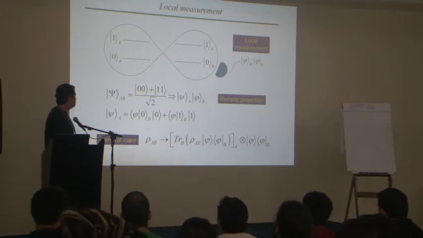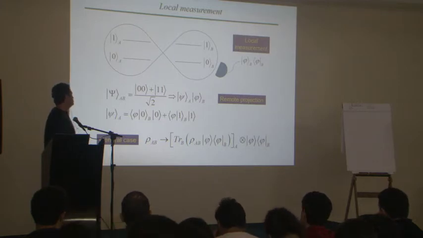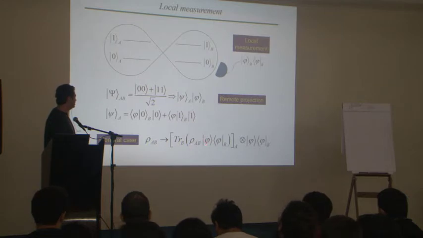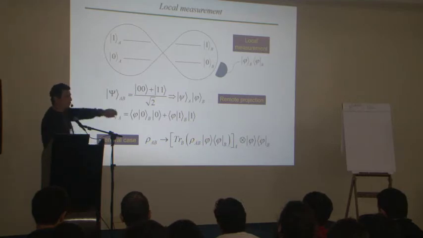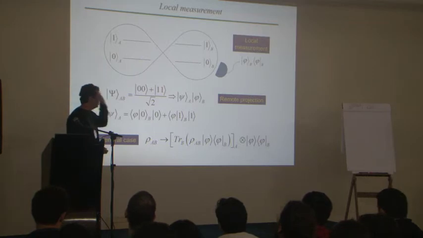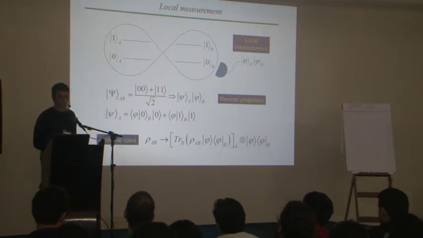And in the general case, what you do is just, again, you project one side, take the whole density matrix, take the partial trace. This is what is left on the side of qubit A, while qubit B was projected, bang, to phi B. Okay?